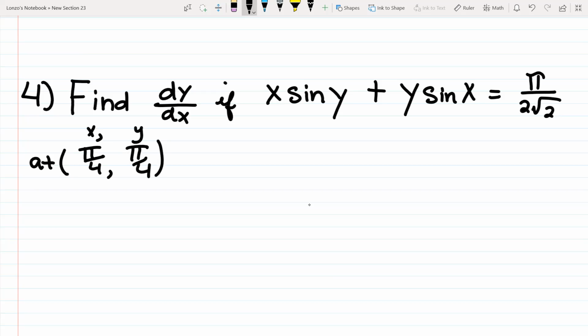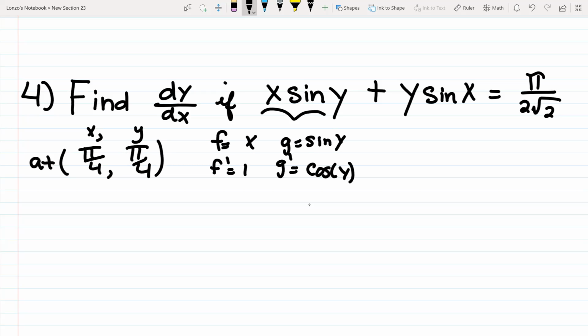Okay, so you're just going to have to apply the product rule. The right side is easy because the derivative of this is a number, and the derivative of a number or constant is always going to be 0. So that's good. Now over here, let's take the derivative of this. So you do have to use the product rule. So if f is x, f prime would be 1. If g is sine of y, g prime would be cosine of y, and then you have to add a dy dx.